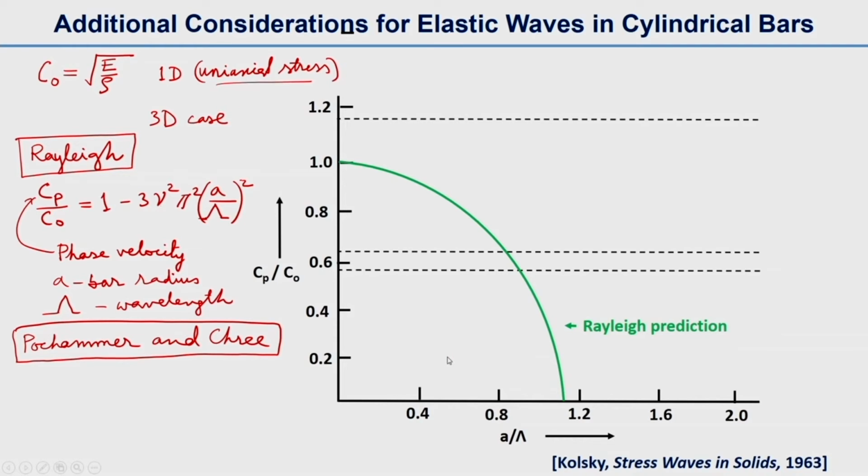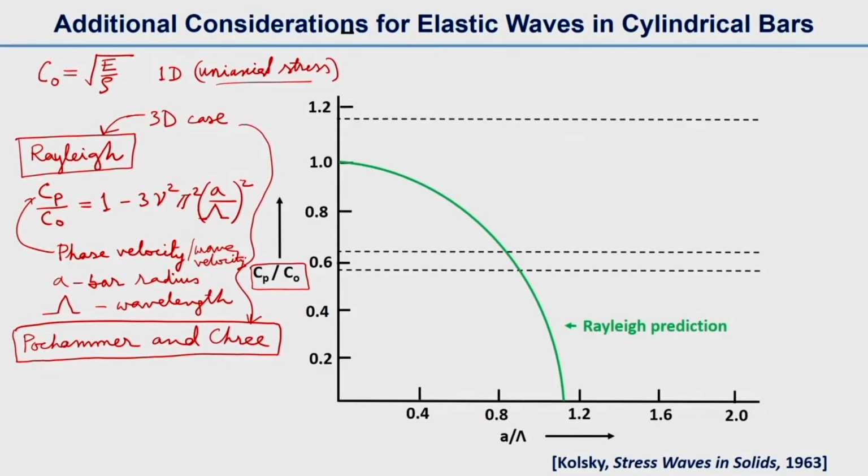What we can see from here is that in three-dimensional cases, there are two commonly used calculations, Rayleigh and the other one. We have the phase velocity normalized by the uniaxial wave velocity. Phase velocity is nothing but the wave velocity in the 3-dimensional case, and sometimes it is also known as the group velocity, but the group velocity can be different from the phase velocity. We are not going into those details, but we want to know the variation of the normalized wave velocity for the 3D case with the ratio of bar radius by the wavelength.